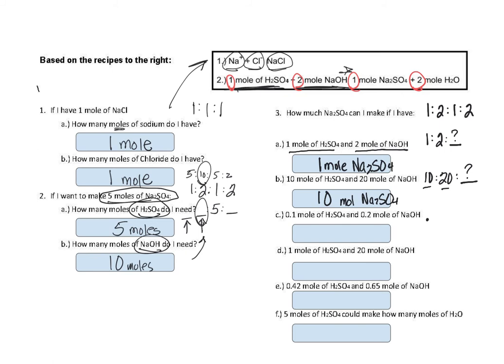So if I have 0.1 and 0.2, how much could I make?